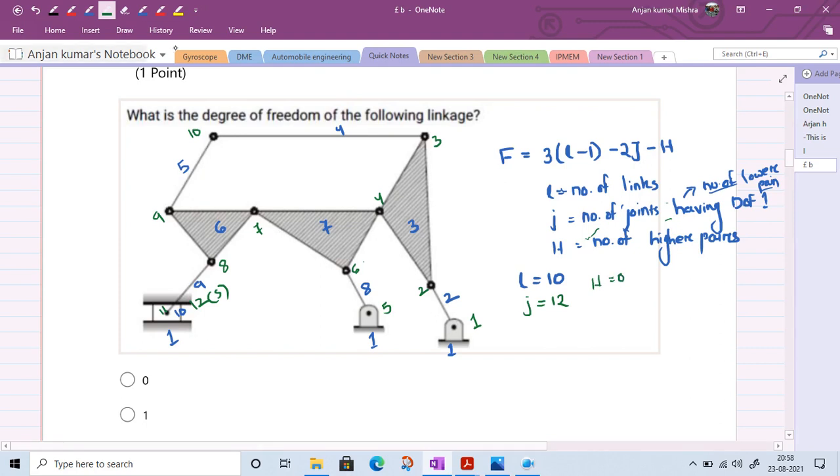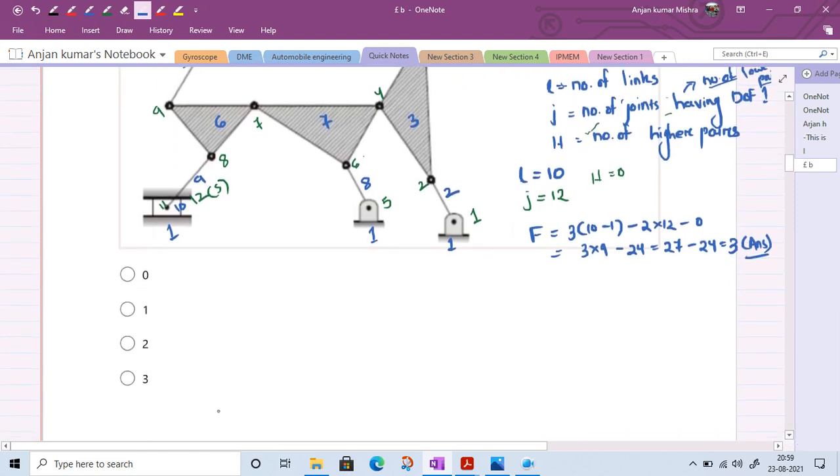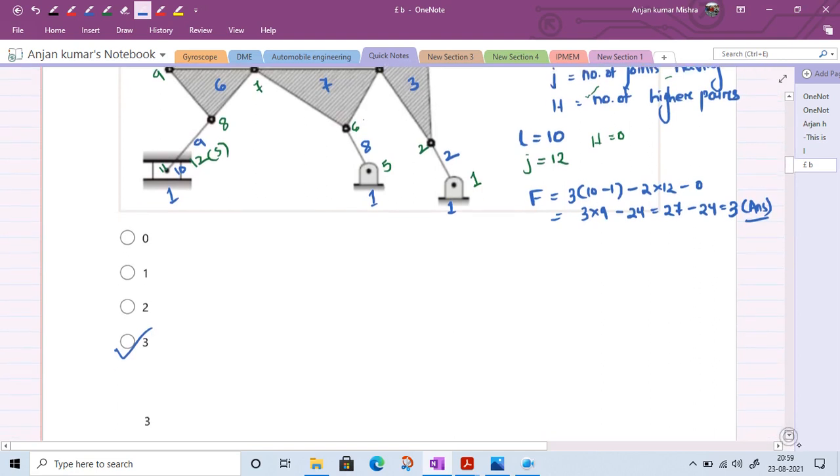So if we calculate the degree of freedom now, that is 3 into 10 minus 1 minus 2 into 12 minus 0, that is 3 into 9 minus 24, that is 27 minus 24, that is equal to 3. Answer will be equal to 3. So option 4 will be your correct answer here.